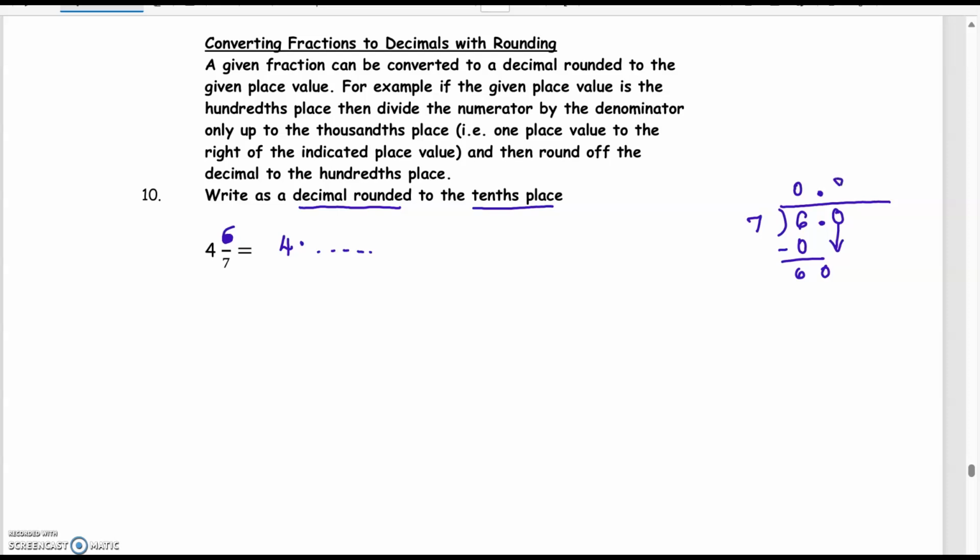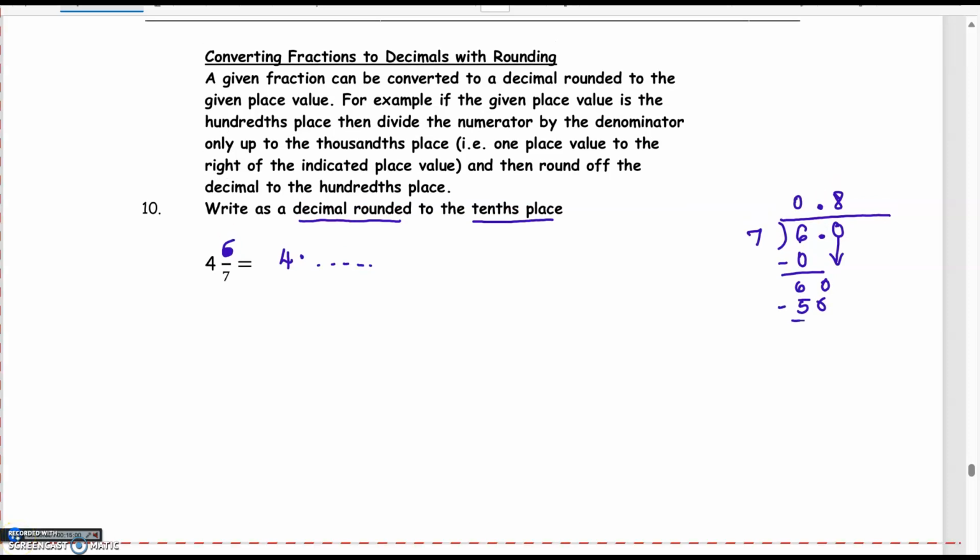7 7s are 49. 7 8s are 56. We subtract, it's a 56. Subtract to get a 4. Bring the next digit down. 7 times 5 is 35. Subtract. And it doesn't matter what we get because we're going to stop here. Remember again, we have to round it to the tenths place. All we need to know is what's in the hundredths place. And then the rest really doesn't matter.